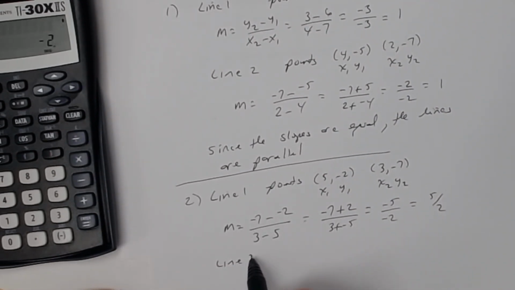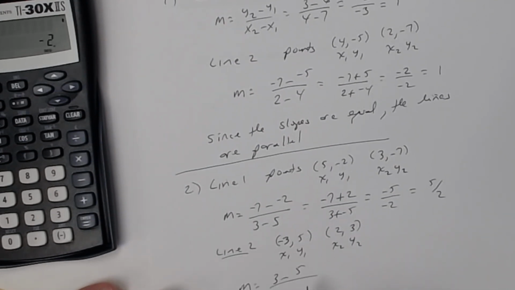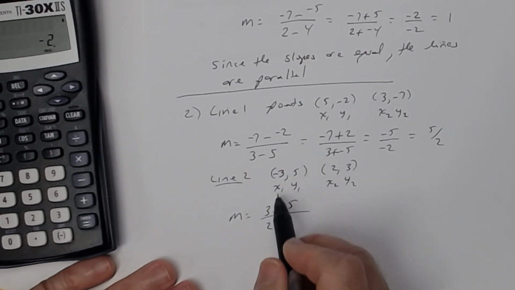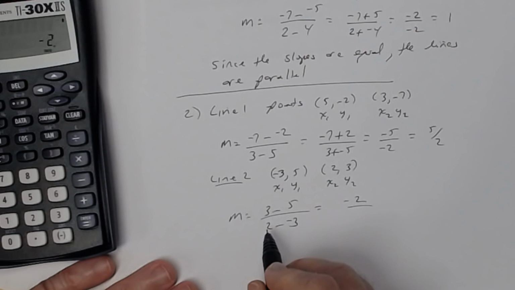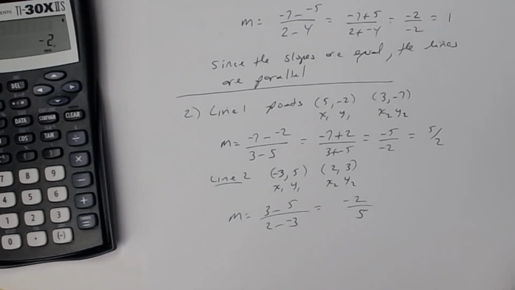For line 2, we have these points, negative 3, 5, and the other one is 2, 3. So x1, y1, x2, y2. The slope for line 2 will be 3 subtract 5, y2 minus y1, over x2, which is 2, subtract x1, which is negative 3. 3 subtract 5 is a negative 2. 2 subtract negative 3 is a positive 5, and you get negative 2/5.